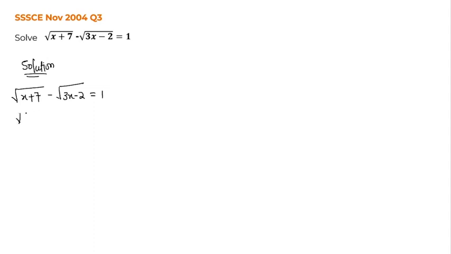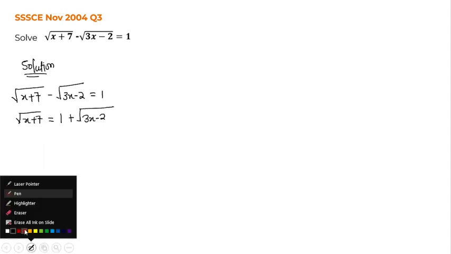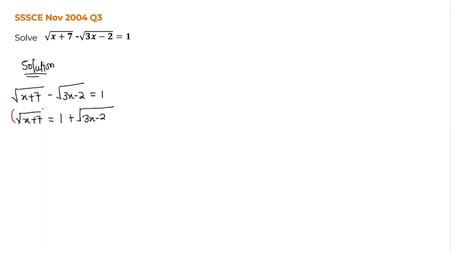So I maintain my root x plus 7 here. That will be equal to 1 plus the root of 3x minus 2. This over here, I sent it to the other side of the equal to sign. So from here, I can proceed to now square both terms. I square the left hand side, then I square the right hand side.